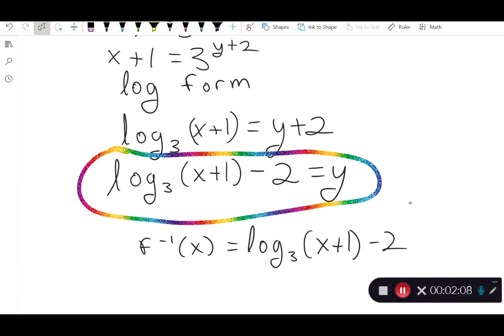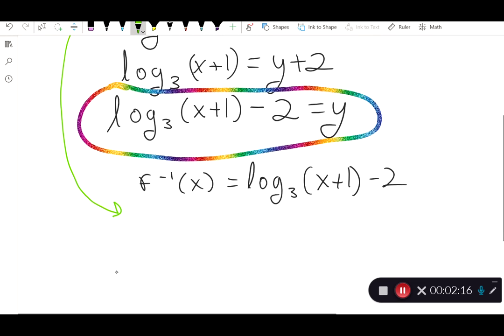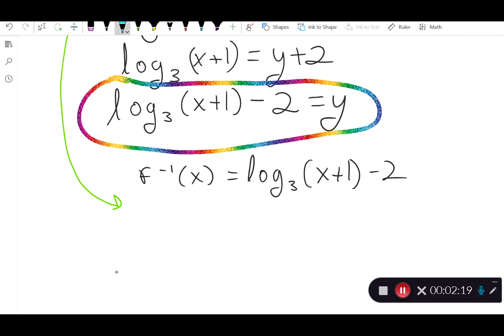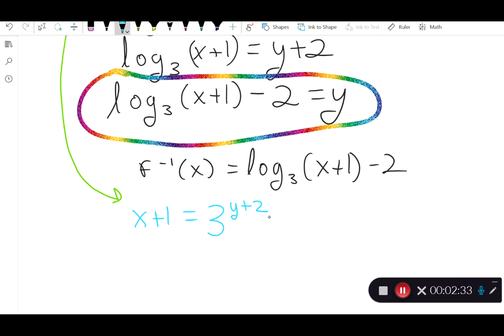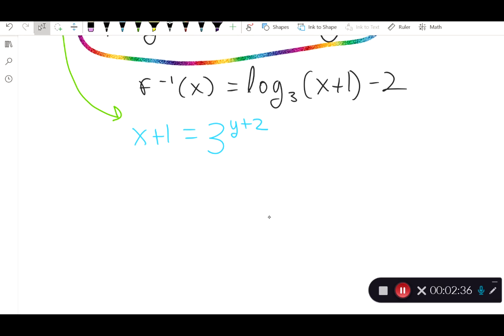So I'm going to go back to where we were at, x plus 1 equals 3 to the y plus 2. I'm going to do this alternate one in a different color. I'll do it in blue. So x plus 1 equals 3 to the y plus 2. Now, what if we took the natural log of both sides? ln of x plus 1 equals ln of 3 to the y plus 2.